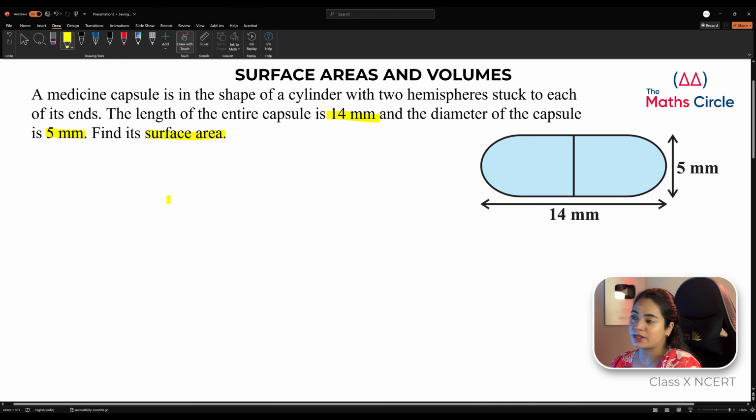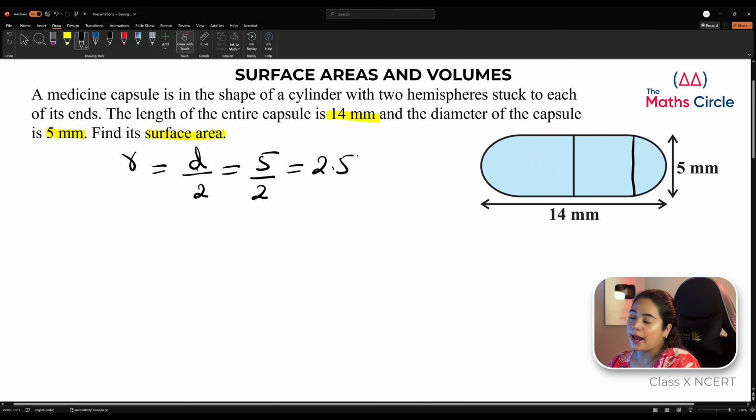Find its surface area. So observing the figure we get that this diameter is 5 millimeter. So radius of the hemisphere simply comes out to be diameter by 2, which is 5 by 2, and it becomes 2.5 millimeter.